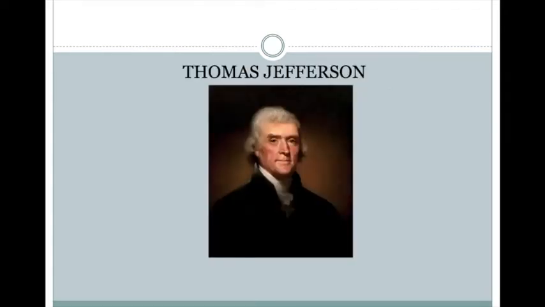Next, Thomas Jefferson. Thomas Jefferson was elected in 1800. He and Aaron Burr had tied during the election, and the House of Representatives chose him as the new president. He was a strict constructionist, meaning that he believed in the original language of the Constitution. Someone who is not a strict constructionist believes that the Constitution is a living and breathing document, that the Constitution adapts to different societies over time.